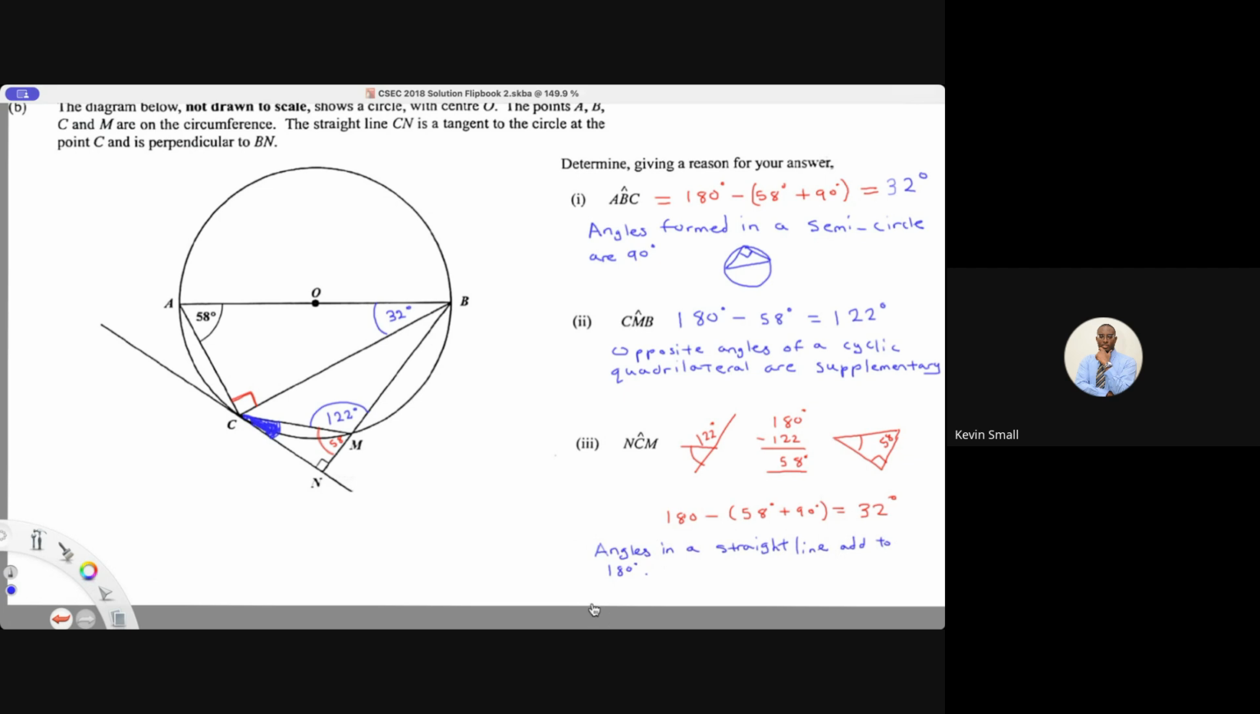Or if you don't want to use the straight line, you could say angles in a triangle. So you could replace the word straight line with the word triangle, because we still use the triangle to solve it. So either you could use the word triangle or you could use the word straight line. But that's how I was able to solve that.